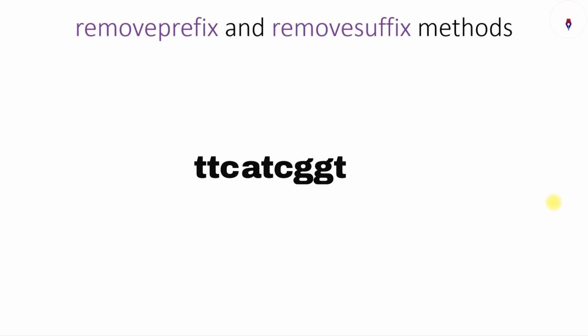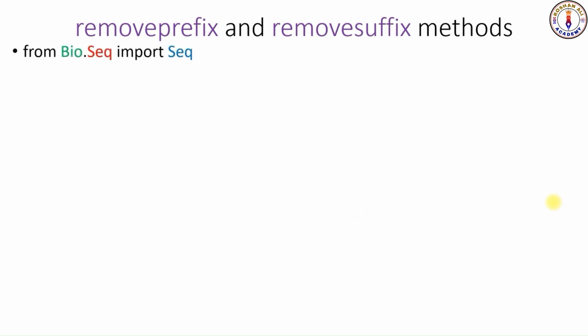Now let's turn to these two methods. Remove prefix is used to remove a specified part from the left terminal of a protein or a nucleotide sequence, while remove suffix will remove a specified part from the right end of a sequence. I am importing the Seq class again and again so that it sits firmly in your memory. Otherwise, you don't need to load it every time. You need to import each class only once at the start of each session.